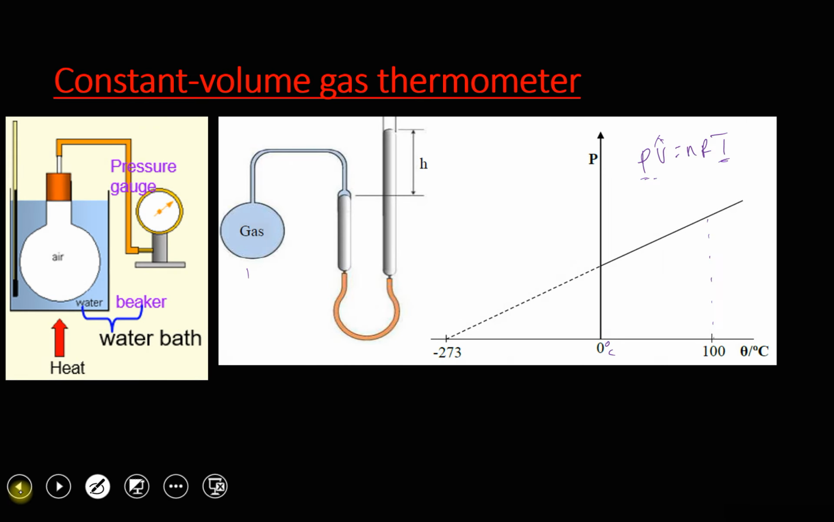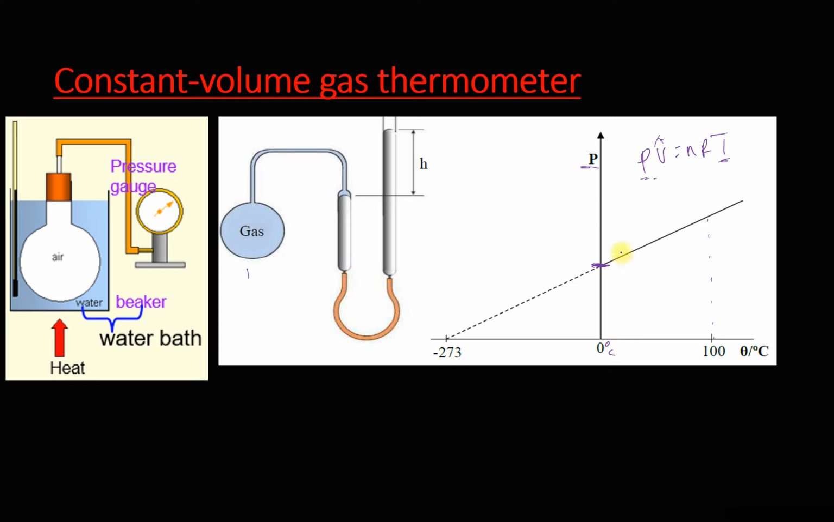So just to slightly take you back here, when a graph of pressure, which is the property, against temperature is sketched for a constant volume gas thermometer, we notice that the pressure cannot be zero at 0 degrees Celsius.